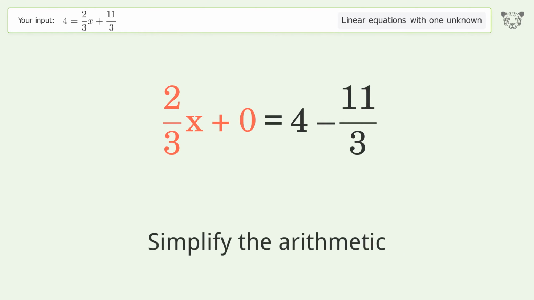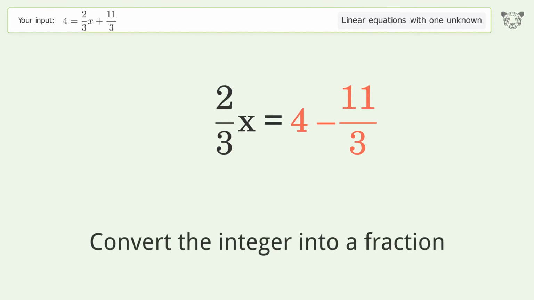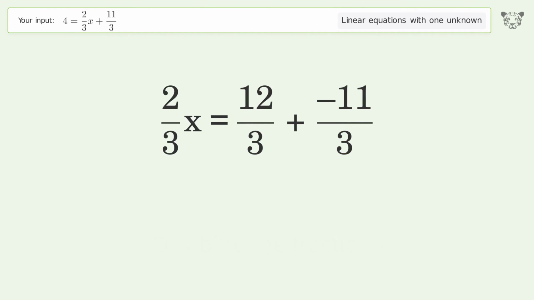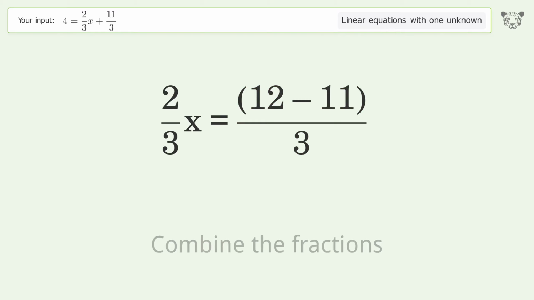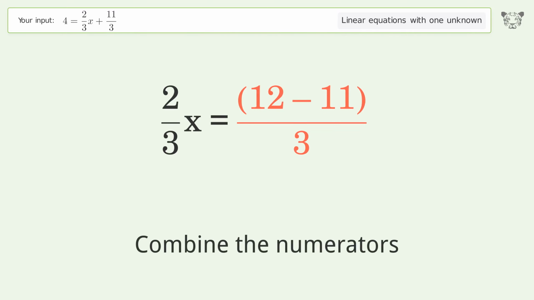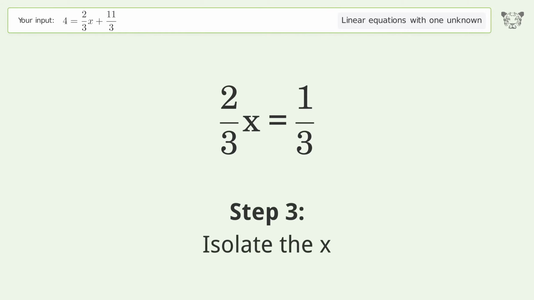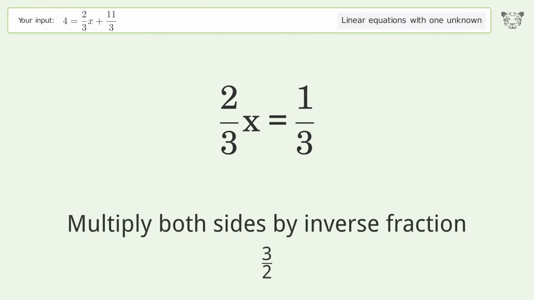Simplify the arithmetic. Convert the integer into a fraction. Combine the fractions. Combine the numerators. Isolate the x. Multiply both sides by inverse fraction 3 over 2.